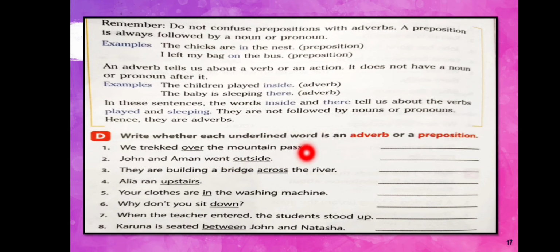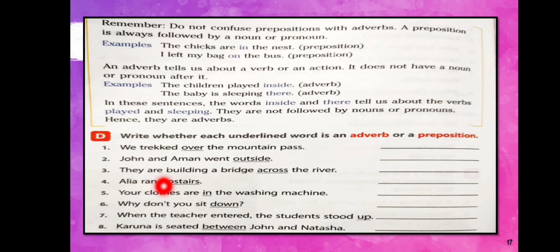After that, just see whether there is a noun or pronoun. Yes, there is a noun, the mountain pass. So the word over is a preposition. You can write preposition here. John and Aman went outside. Here, after the verb went, outside is given. After the word outside, there is no noun or pronoun, and it is telling more about the verb went. So this outside is an adverb.